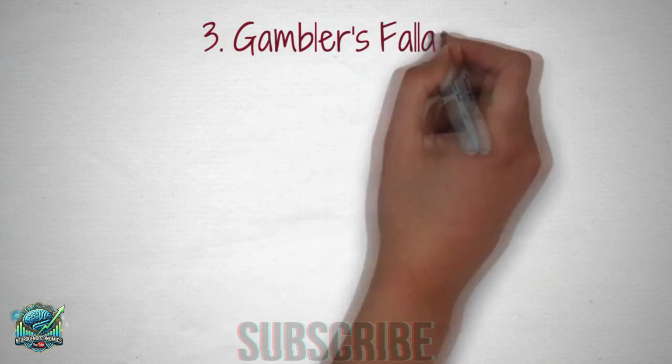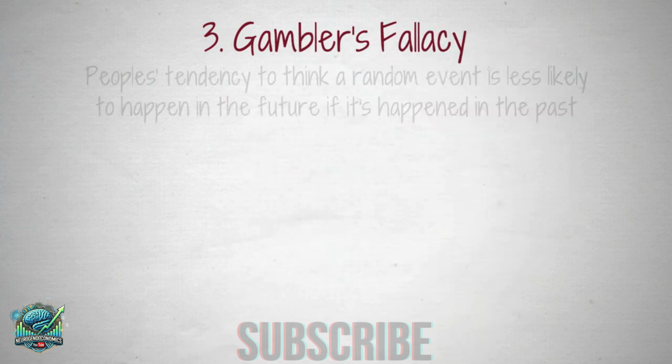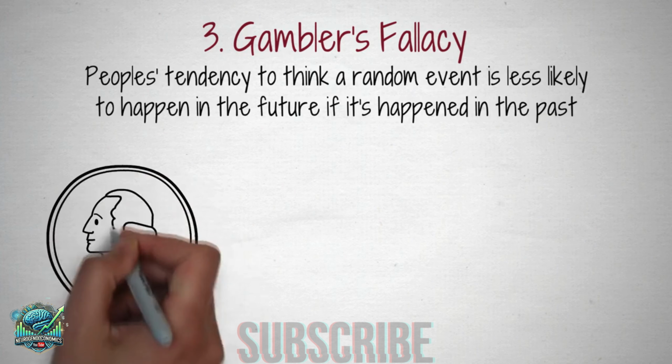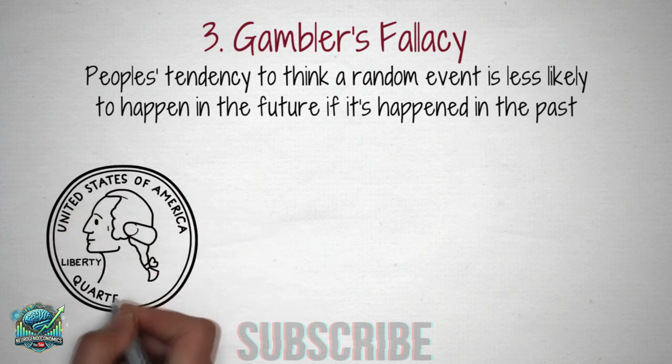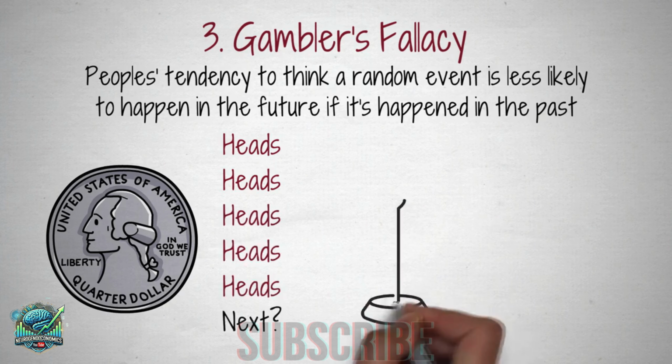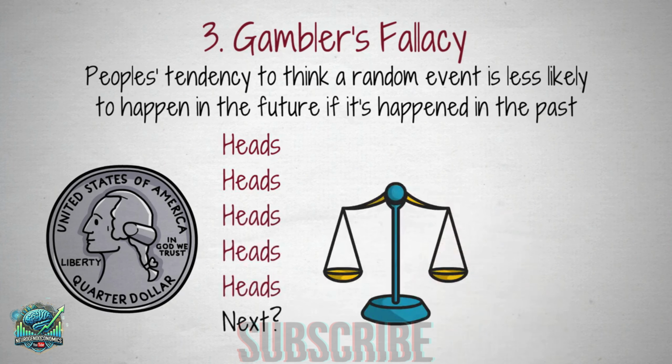3. Gambler's fallacy. This principle describes people's tendency to think a random event is less likely to happen in the future if it's happened in the past. For example, if I flip a coin that lands on heads 100 times in a row, most people assume it will land on tails next. But actually, each new flip is independent of what's happened in the past.